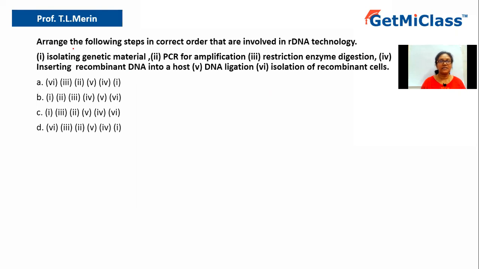Let's solve this question which says arrange the following steps in correct order that are involved in recombinant DNA technology. The first statement says isolating genetic material, second statement PCR for amplification, third statement restriction digestion, enzyme digestion, and fourth statement says inserting recombinant DNA into the host, and fifth statement ligation, and the sixth statement says isolation of recombinant cells. Now they have given the code where they have given option A, B, C, D, and they have given various combinations of the steps.